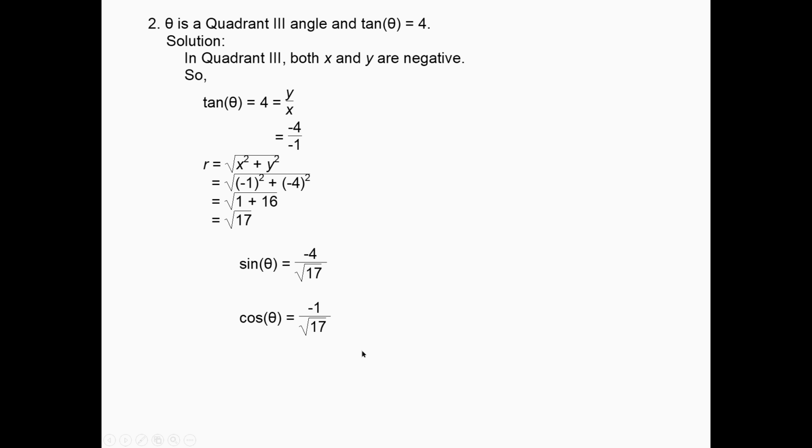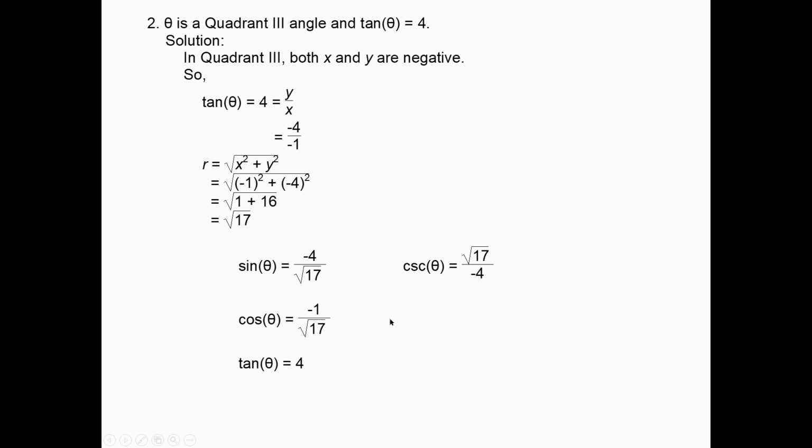Tangent of theta is given, 4. Again, don't write it as negative 4 over negative 1. That would be simplified. Cosecant of theta is the square root of 17 over negative 4. Secant of theta is the negative square root of 17. And lastly, the cotangent of theta is 1/4.